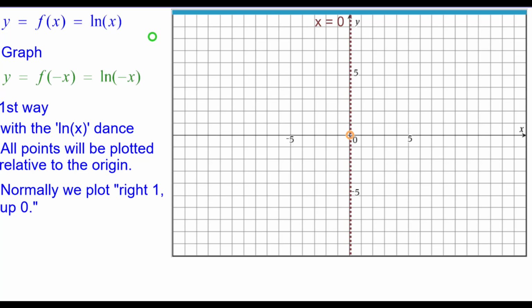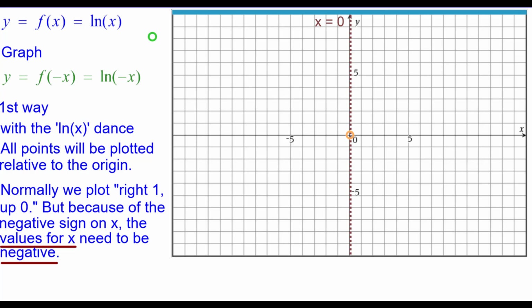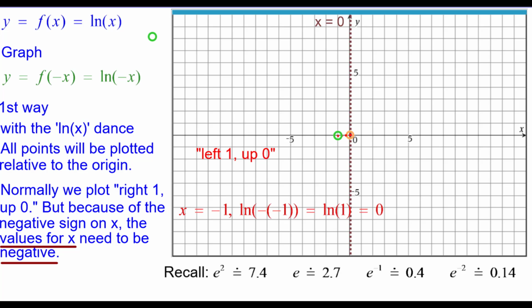Normally we plot right 1 up 0, but because of the negative sign on x, values for x need to be negative. So we're going to go -1, 0, which is left 1 up 0. When x is -1, the natural log of the opposite of -1 is the natural log of 1, which is 0.